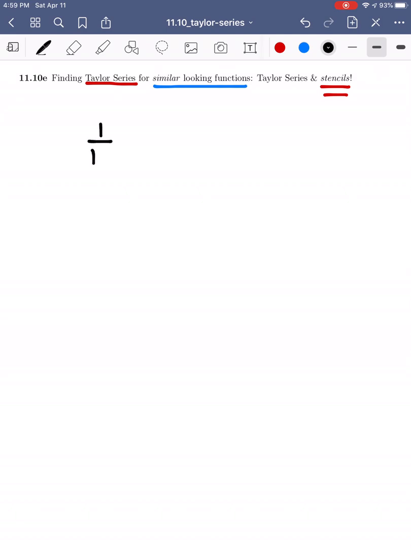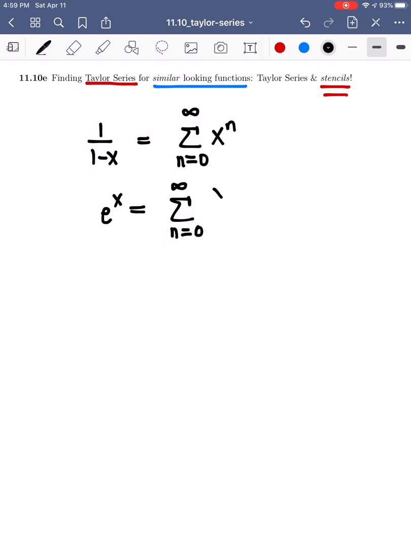So we have 1 over 1 minus x. That was the first power series that we figured out the function identity for. And that was equal to the series from n equals 0 to infinity of just x raised to the power of n. Next, we found out the power series or Maclaurin series form for e to the x, which was the infinite sum from n equals 0 to infinity of x to the n all over n factorial.